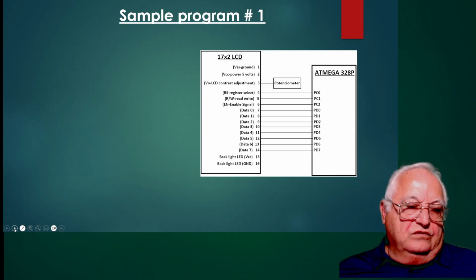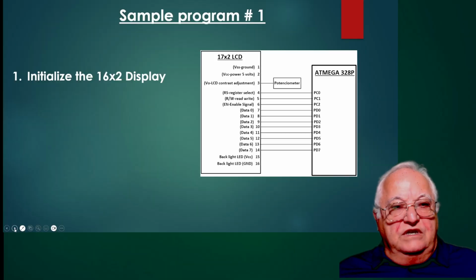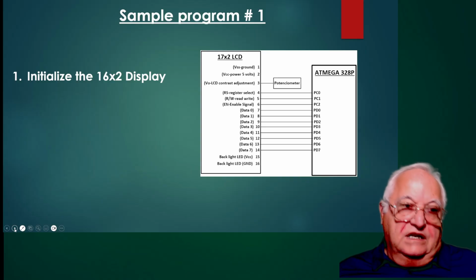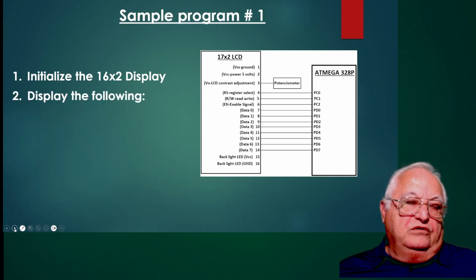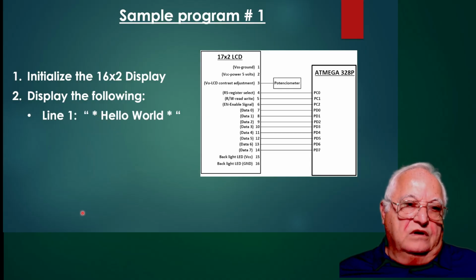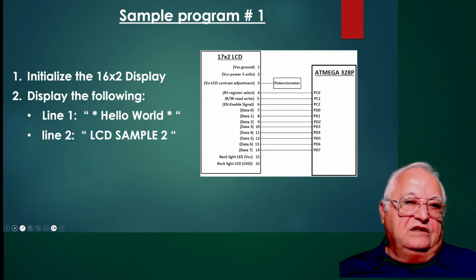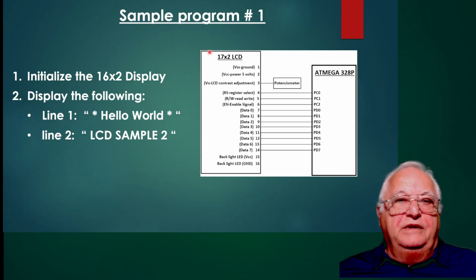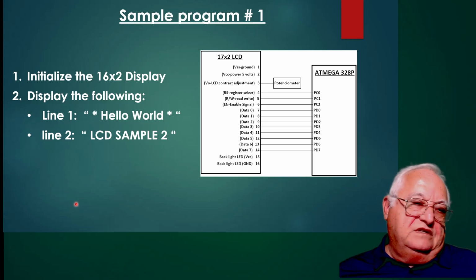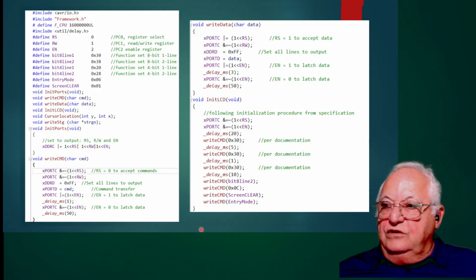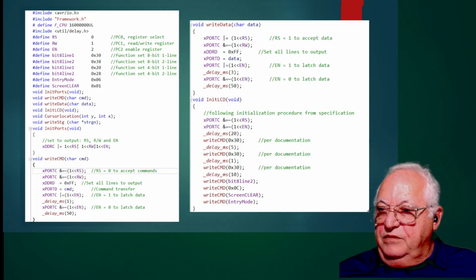So let's go through this example. We're going to initialize our display, which we learned how to do; the information we got from the data sheet. Next, we're going to display the following. In line 1, we're going to display hello world, and in line 2, we're going to display LCD sample 2. Even though this is example 1, we're going to display sample 2. So let's get going with the example.